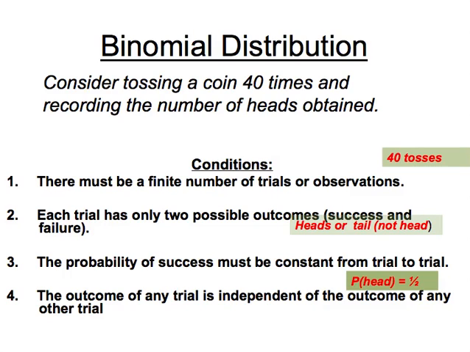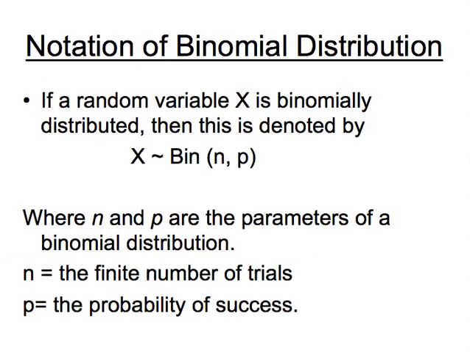If we toss the coin and we get a head, when we toss the coin again, because we got a head before, that has nothing to do with the next outcome, right? So the 4 conditions are present here for us to realize that this is a binomial situation.